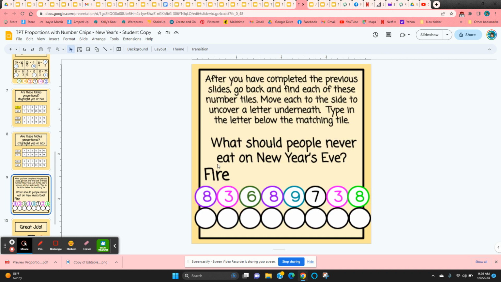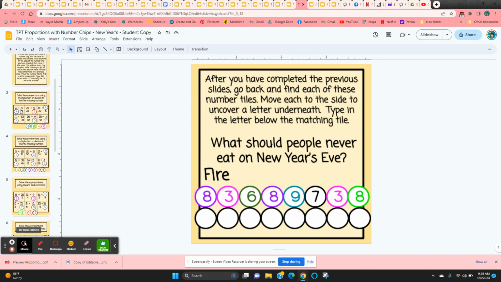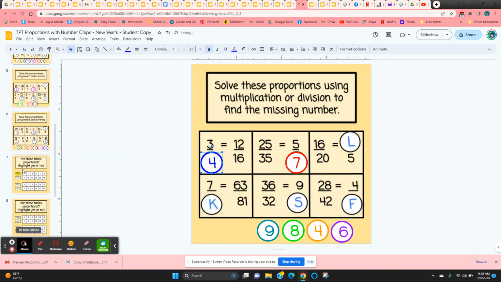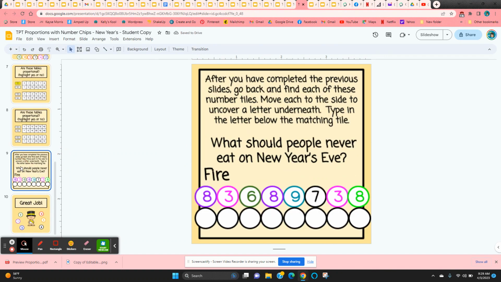Now, when they get to the final slide, they're going to be going back to the previous slides. They're going to find each one of these colored number chips. When they find them, they're going to move them to the side and there'll be a letter underneath. And that's the letter they're going to type in. And it will solve the riddle.